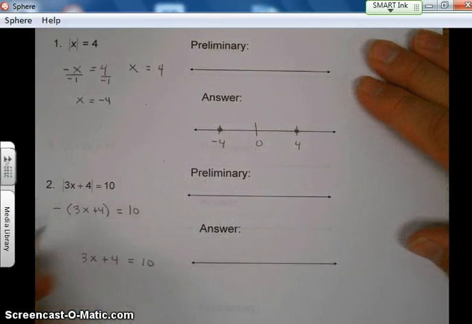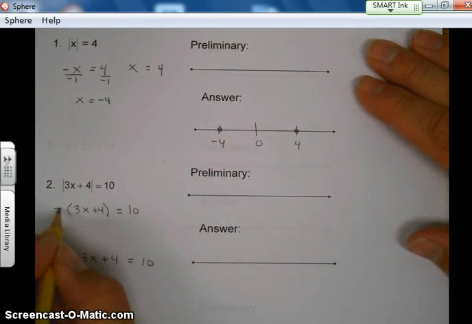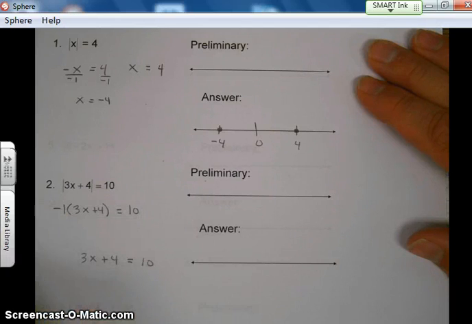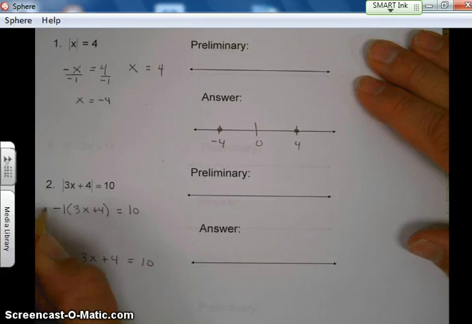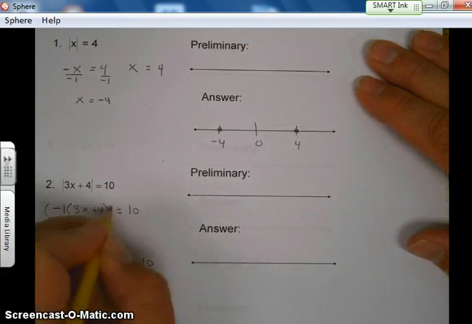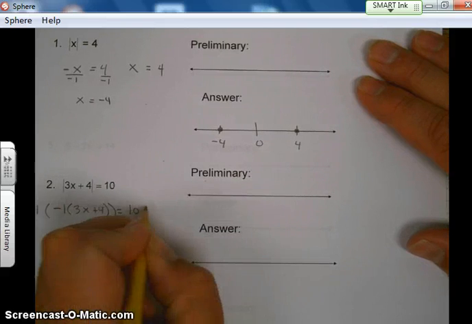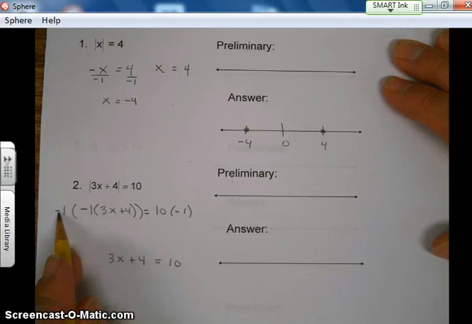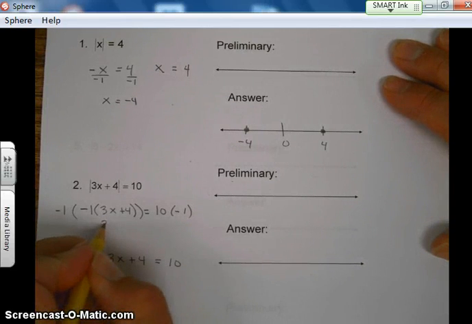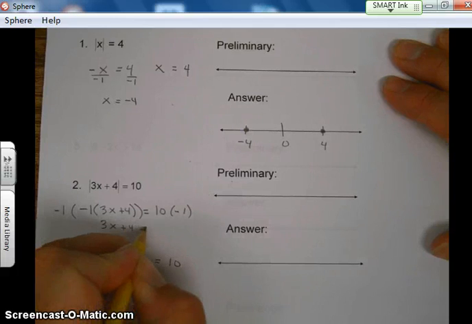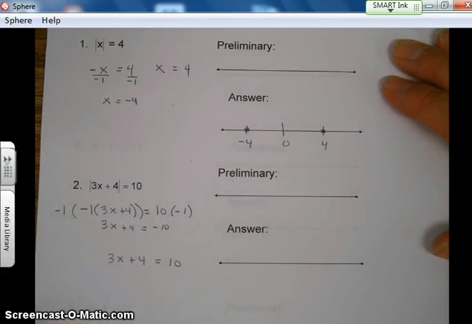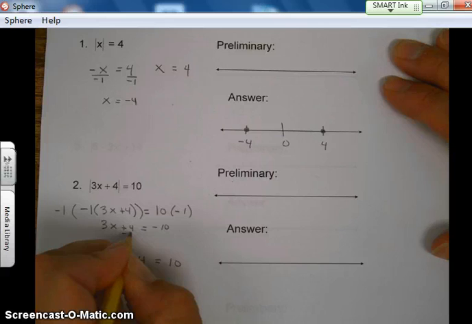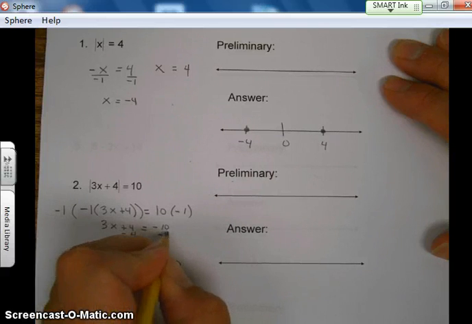Now, first thing I would do here is there's a -1 on the front, so I'm just going to go ahead and multiply both sides by -1 to get rid of it, because a negative 1 times a negative 1 is a positive 1. So we're going to have 3x plus 4 equals negative 10. And then solving for x, subtract the 4 on both sides.